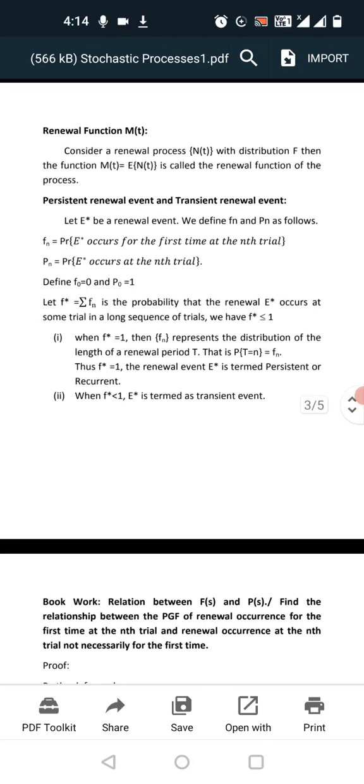Okay, and next we define the F star function. F star is nothing but the summation of Fn, which is the probability that the renewal E star occurs at some trial in the long sequence of trials. So we have F star less than or equal to 1. Suppose F star equals 1, then the sequence Fn represents the distribution of the length of the renewal period T, then P(T equals n) equals Fn, and F star equals 1, then the renewal E star is termed persistent. Suppose the F star value is less than 1, then it is called a transient event.